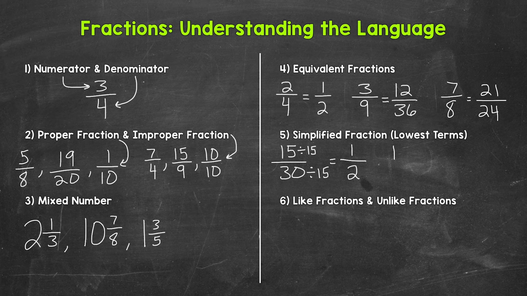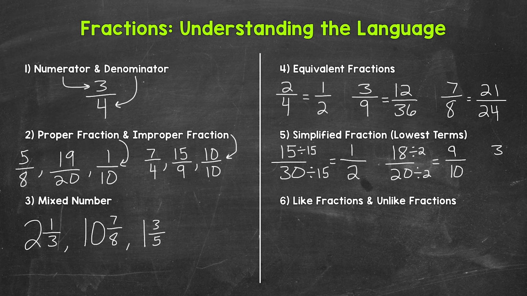Another example would be 18/20ths. 18 and 20 have a greatest common factor of 2, so we can divide both of these by 2 in order to simplify. 18 divided by 2 is 9. 20 divided by 2 is 10. The only common factor between 9 and 10 is 1, so this fraction is simplified.